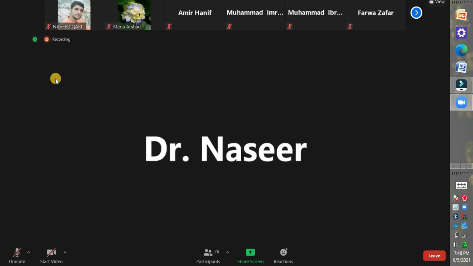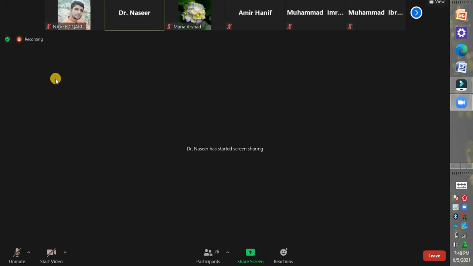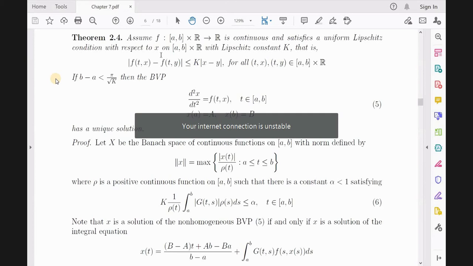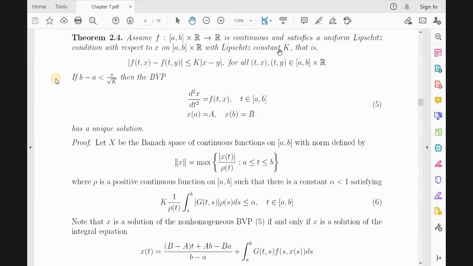Well, see another theorem. This is: suppose f from [a,b] cross R to R is continuous and satisfies the uniform Lipschitz condition with respect to x on [a,b] cross R with Lipschitz constant K, that is, |f(t,x) - f(t,y)| is less than or equal to K|x - y| for all (t,x), (t,y) belonging to [a,b] cross R.